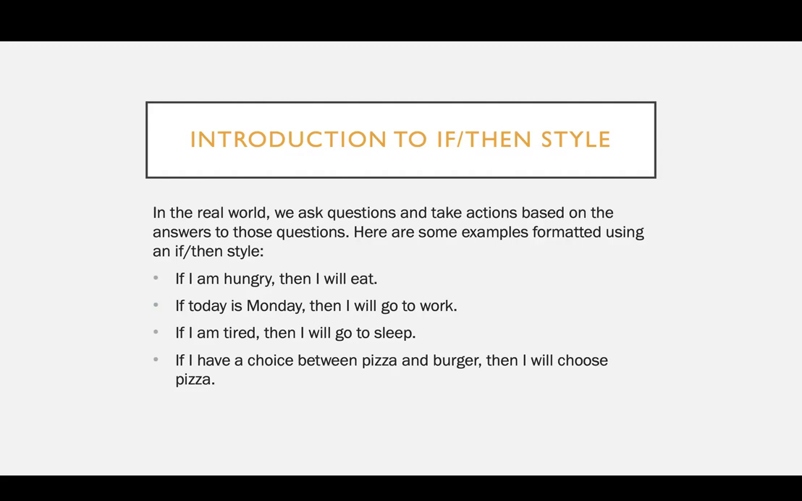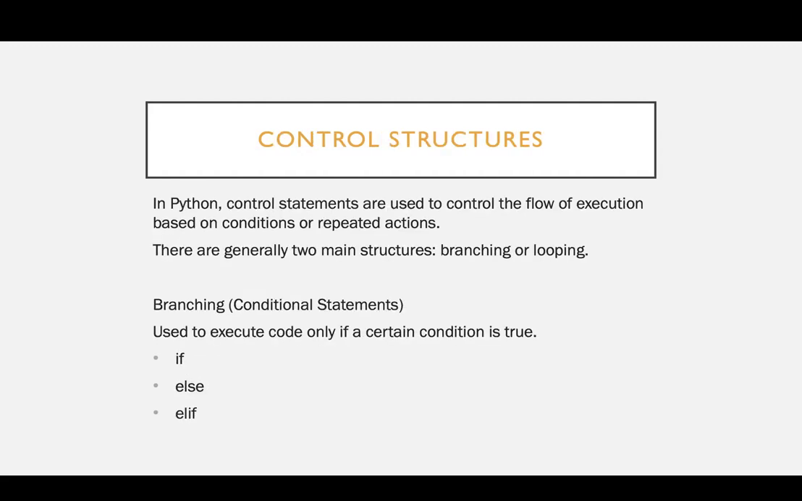So in programming, how do we represent this kind of structure? We're going to use control structures to help us do that. Control structures or control statements are used to control the flow of execution based upon conditions or repeated actions. There are generally two main structures in any kind of language. One is called branching, and the other is called looping. In this particular unit, we're going to look at branching.